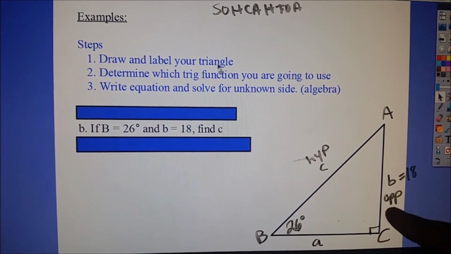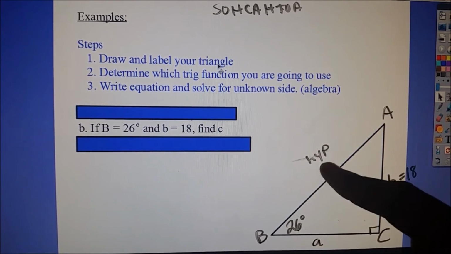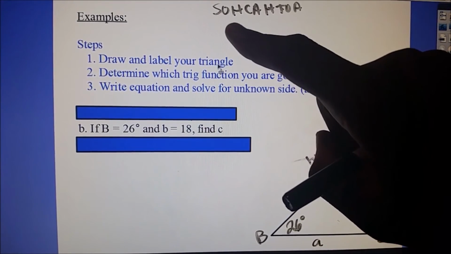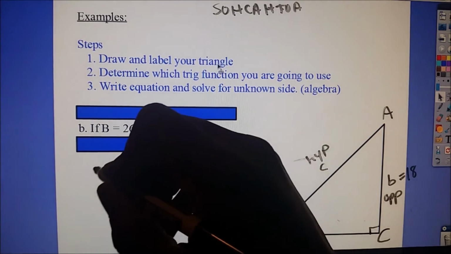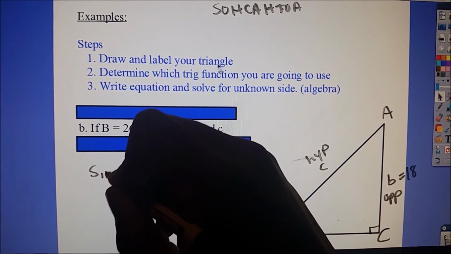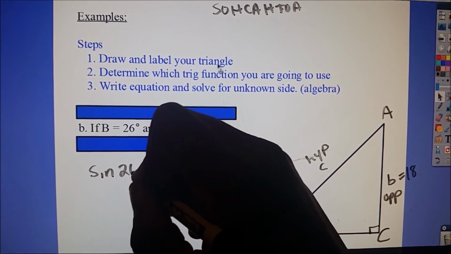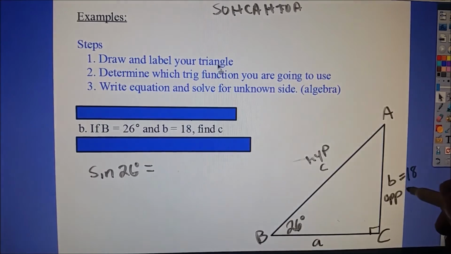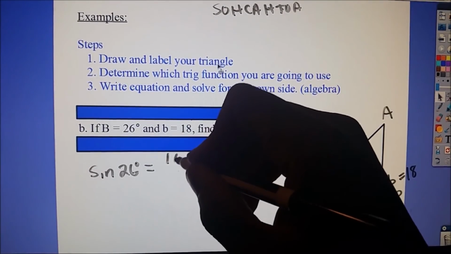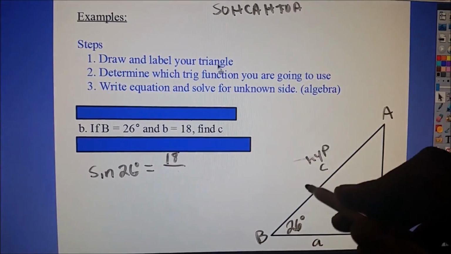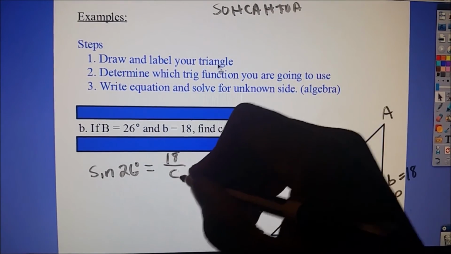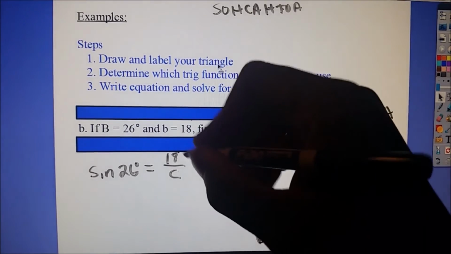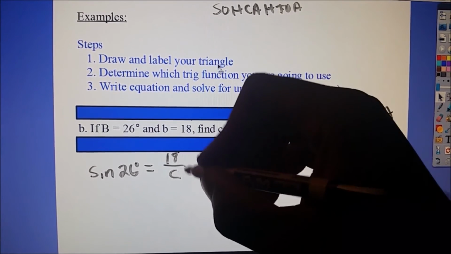What trig ratio do we need for opposite and hypotenuse? Sine, which is opposite over hypotenuse. So write that down. Sine of 26 degrees, put your angle in, is equal to the opposite, which is 18, over the hypotenuse, we don't know, so put a c. We're going to do this the same way. We've got to get c by itself.